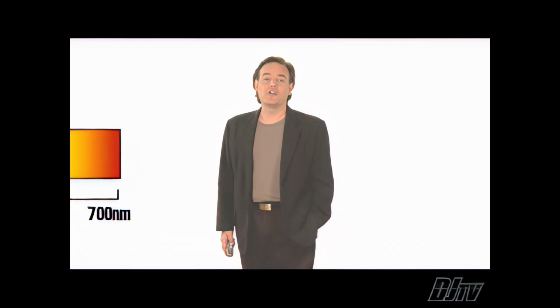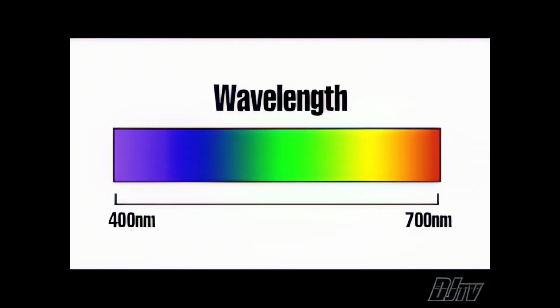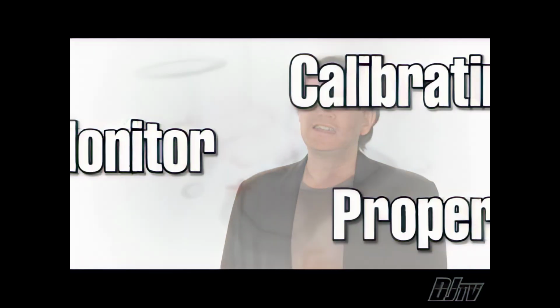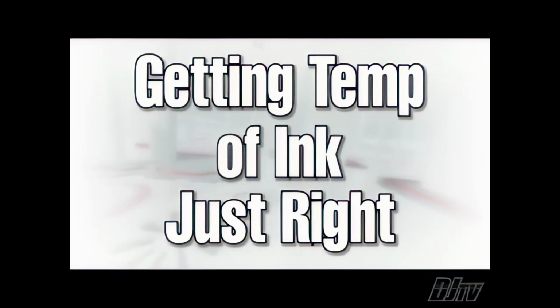Color in the real world is measured in very straightforward terms of the wavelength of light. 700 nanometer wavelength light is very red in color, while 400 nanometers is violet. Accurately reproducing colors on the printed page is a completely different and somewhat complex story, however. And moving from a computer monitor to the printed page involves complexities like calibrating the monitor properly and getting the temperature of the ink just right.